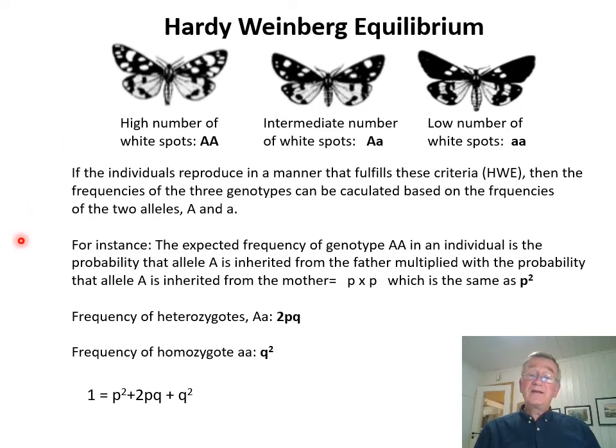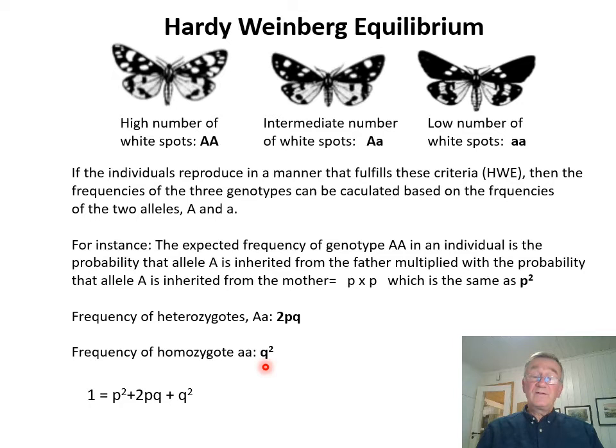So we can calculate the expected frequency of the genotype, for instance the genotype homozygous capital A. That is the probability that the individual inherits the capital A from the father, multiplied with the probability that the individual also gets the capital A from the mother, which will be P times P, which is the same as P squared. In the same way, the frequency of homozygous small a is the probability that it gets small a from the father, multiplied with the probability that it gets small a from the mother. That is Q squared.